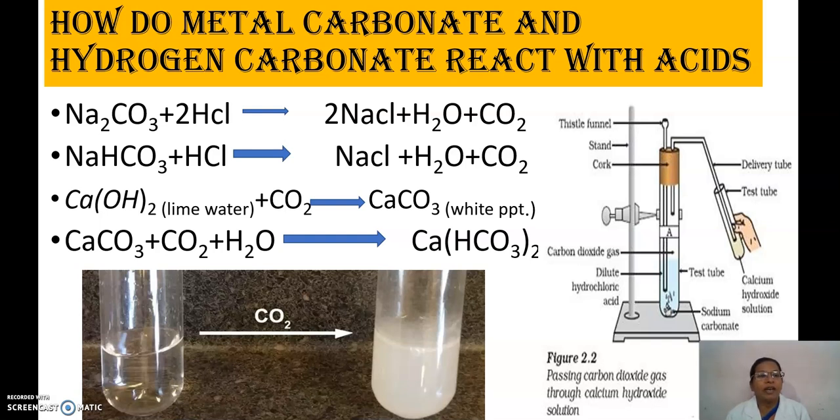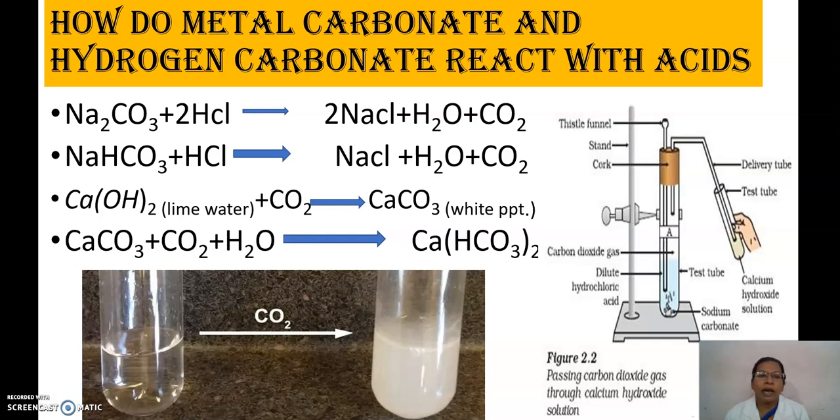Children, today we are going to discuss how metal carbonates and hydrogen carbonates react with acids. For that, I am taking the example of sodium carbonate. Sodium carbonate is a metal carbonate. It is reacting with hydrochloric acid. The products formed are sodium chloride, water and carbon dioxide.